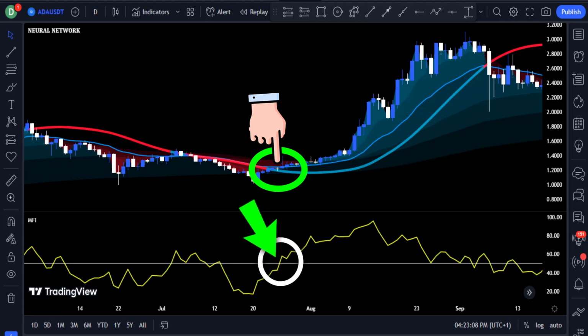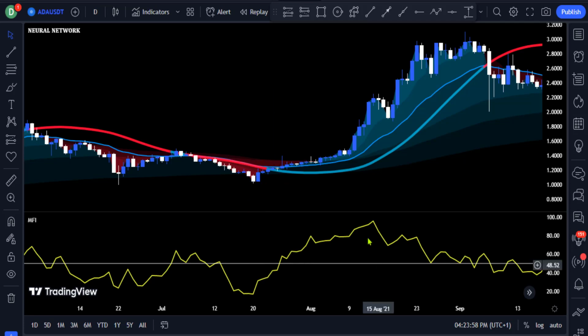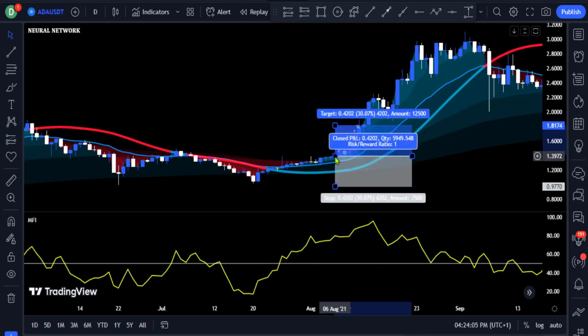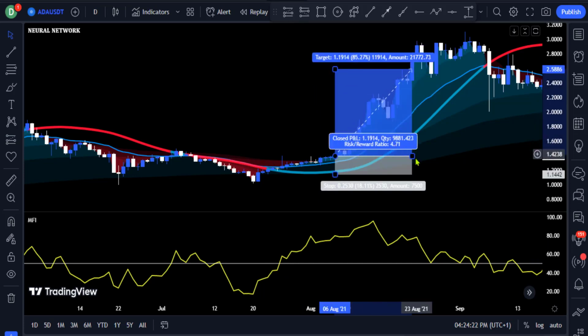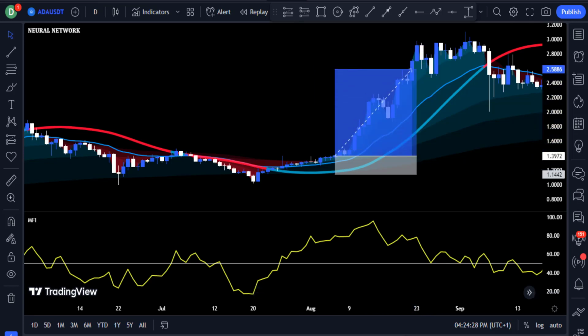signal that you got here, and you will place a long trade at the close of this candle and set your stop loss at this low and extend your profit target to a 4.7 risk to reward ratio. As you can see, this is a pretty valid trade. Now let's move on to the second indicator.